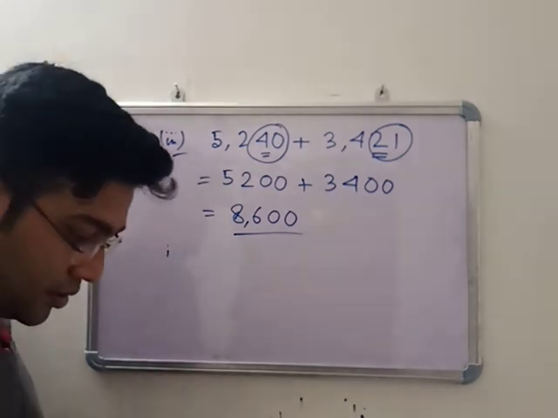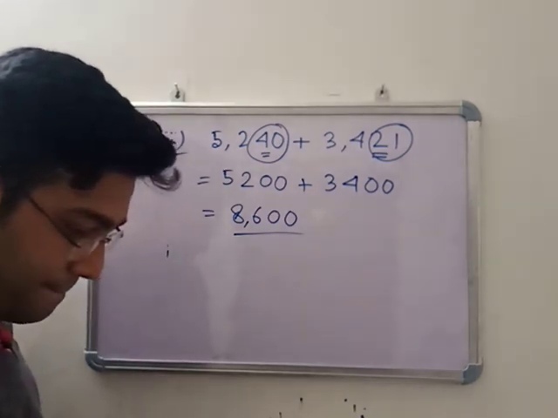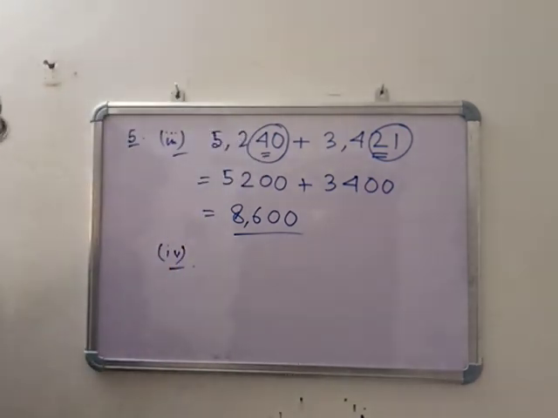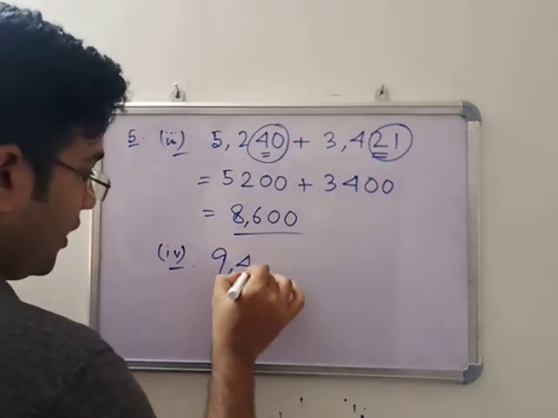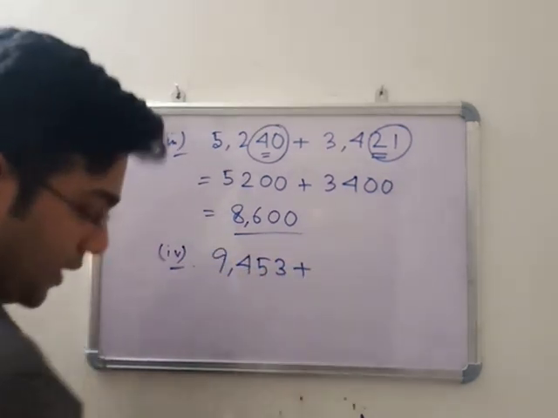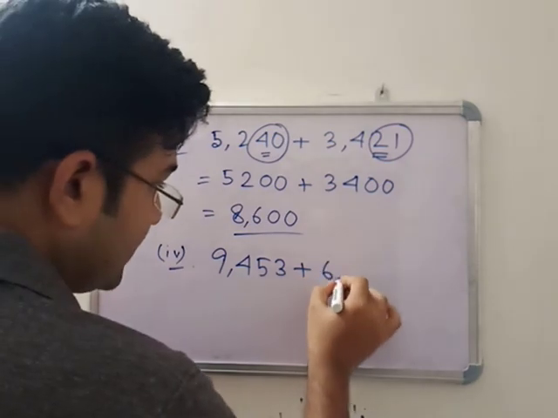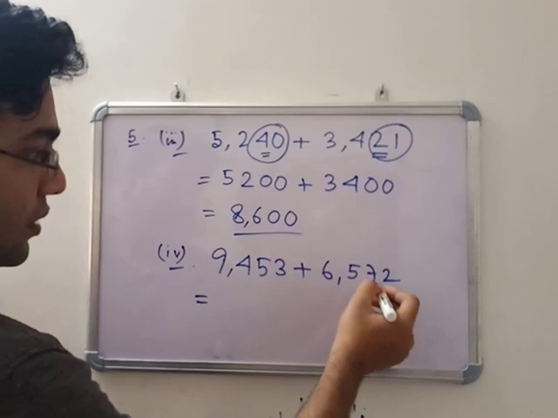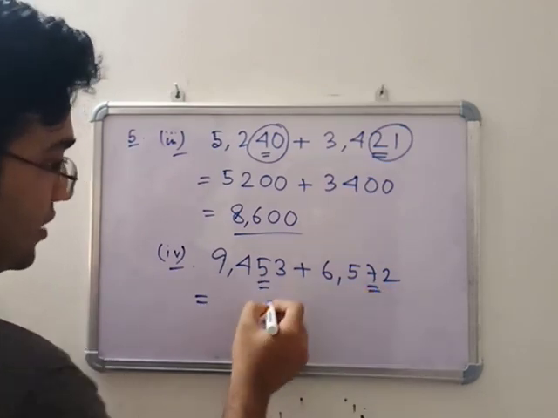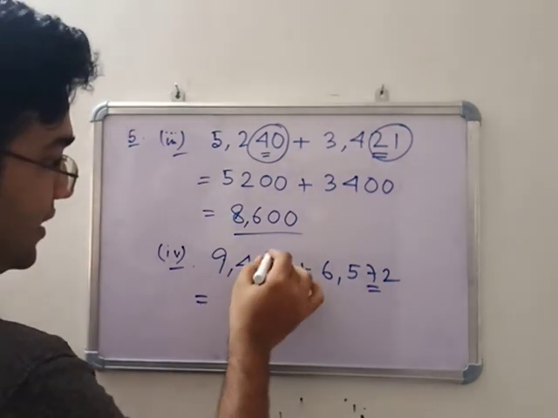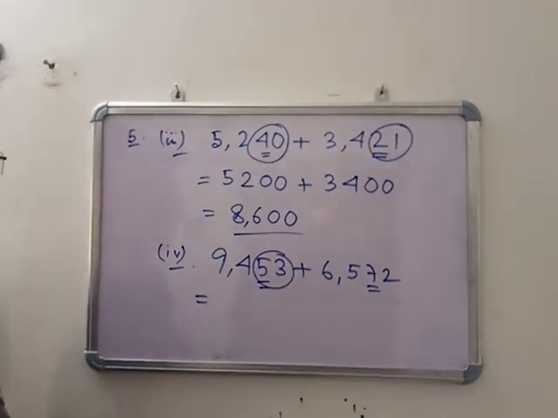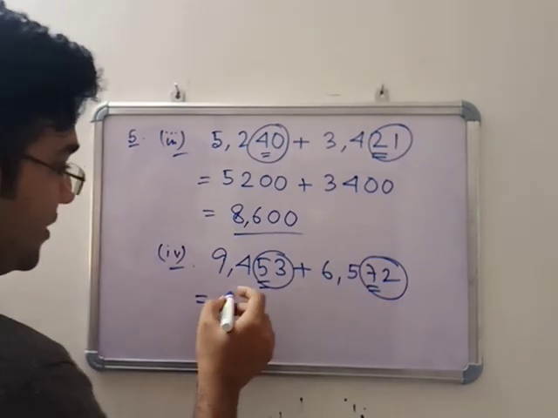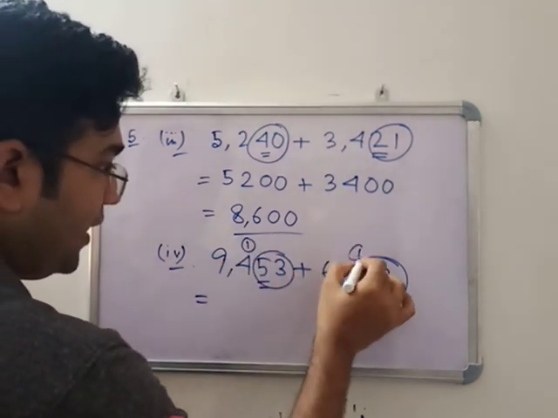And number 4 now. In number 4, 9453 plus 6572. So now this number and this number. So this is 5 and this number is greater than 50. And similarly this is also greater than 50 and this is 7 also. That means 1 will be added here and 1 will be added here also.